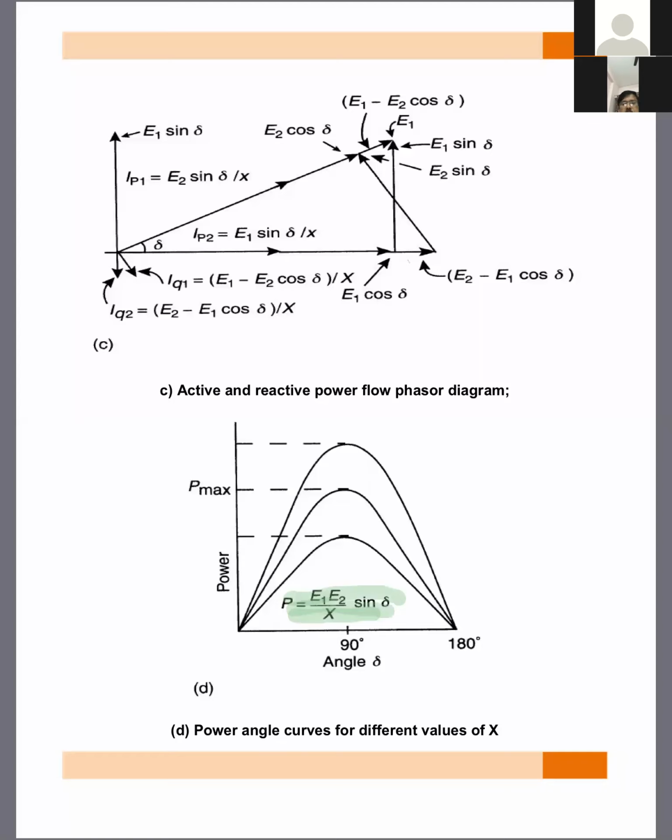So real power depends on the X value; it is inversely proportional. Real power is directly proportional to sine delta. When delta is small, it is proportional to delta, since sine delta is proportional to delta.